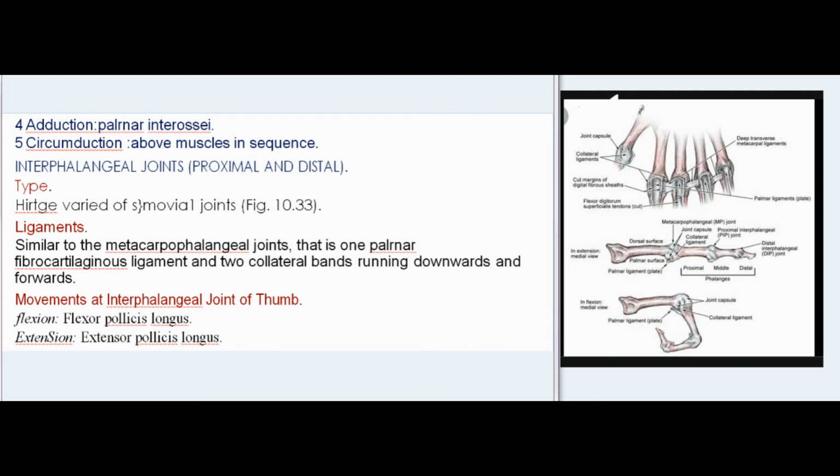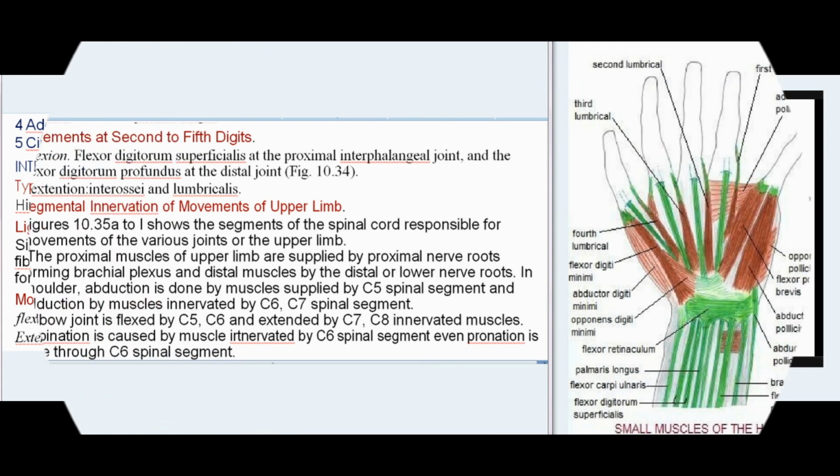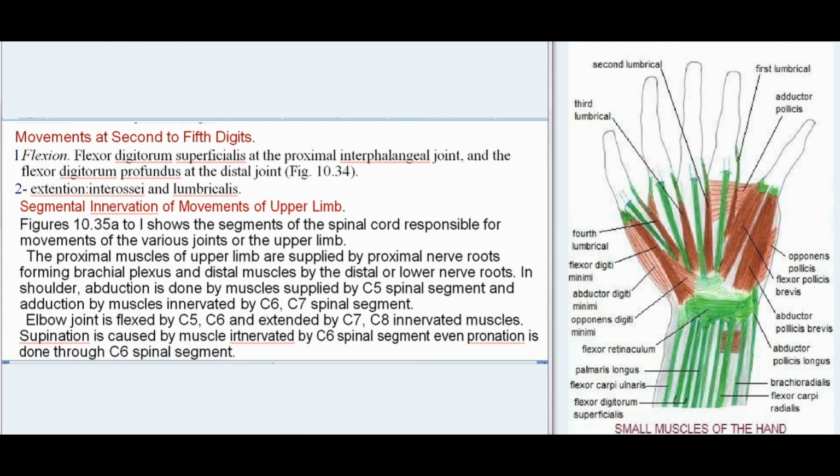Interphalangeal joints, proximal and distal. Type: hinge variety of synovial joints, Fig 10.33. Ligaments. Similar to the metacarpophalangeal joints, that is 1. palmar fibrocartilaginous ligament and 2. collateral bands running downwards and forwards. Movements at interphalangeal joint of thumb. Flexion, flexor pollicis longus. Extension, extensor pollicis longus. Movements at 2nd to 5th digits. 1. Flexion: flexor digitorum superficialis at the proximal interphalangeal joint, and the flexor digitorum profundus at the distal joint, Fig 10.34. 2. Extension: interossei and lumbricals.